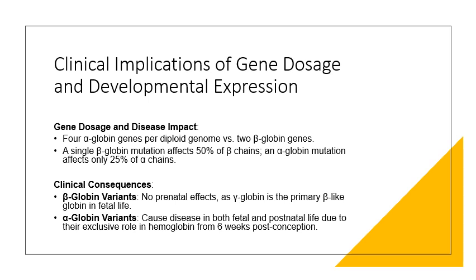But alpha globin variants lead to disease during both fetal and postnatal life. This is due to the alpha globin's exclusive role in hemoglobin synthesis starting from 6 weeks post-conception. Understanding these differences in gene dosage and timing highlights the distinct impact of alpha and beta globin gene mutations on these diseases.